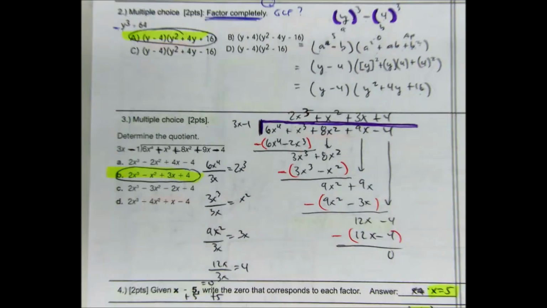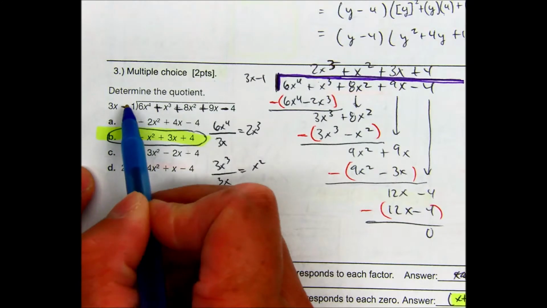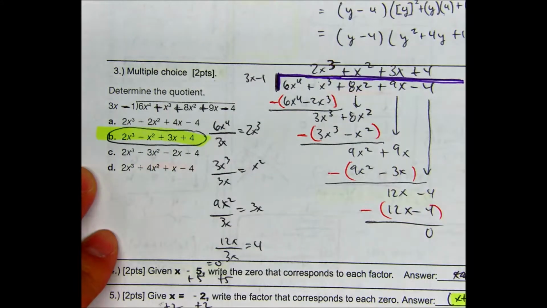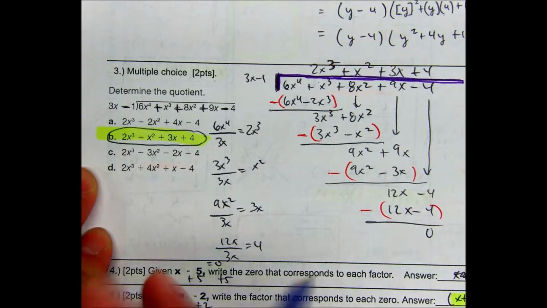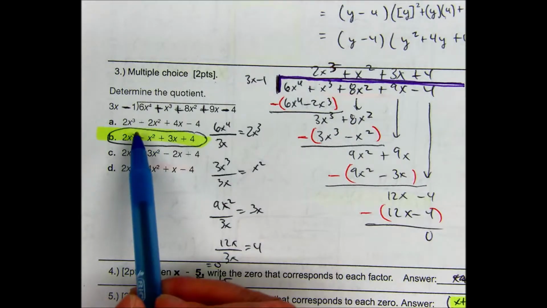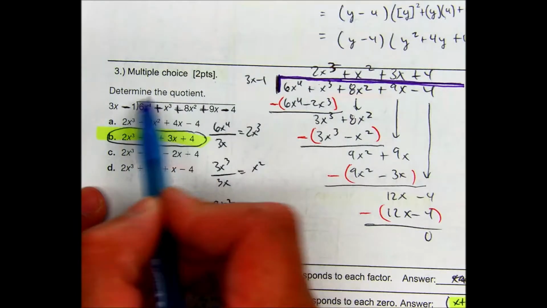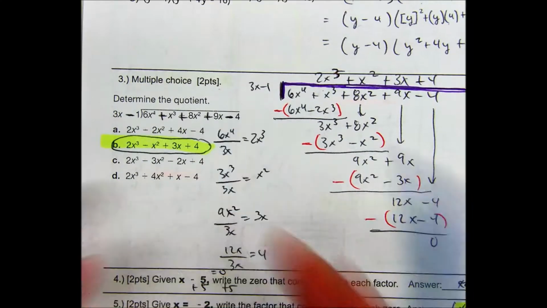Question number 3. Determine the quotient. Okay, let's think about this. It's a multiple choice. Do I grade your work? Yes or no? On multiple choice, I don't look at your work. I just look at the answer. So just like your final, you don't have to show me your work.